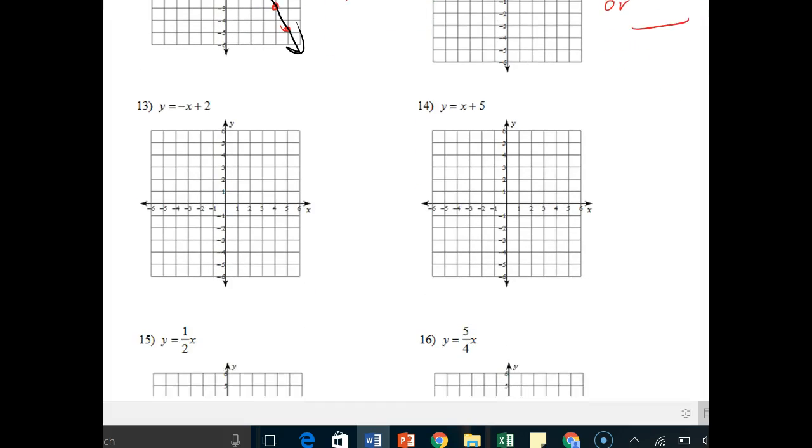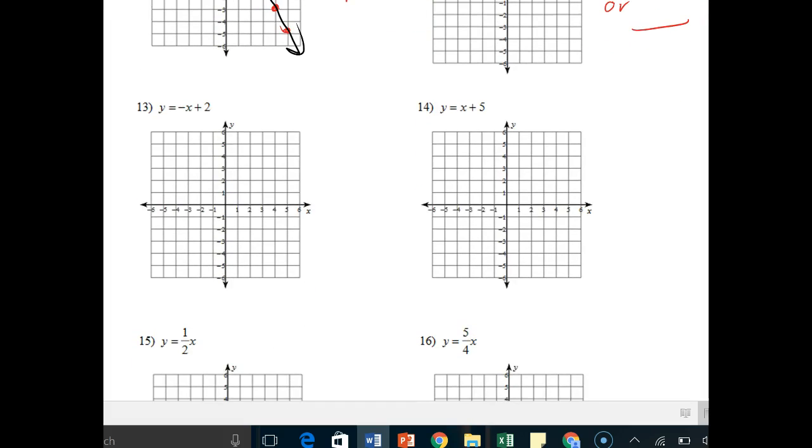All right. For number 13, the y-intercept is going to be 0, 2. Your slope is interesting because it's just a negative x, so hopefully you realize that's -1 over 1 or 1 over -1. So how do I move? That's down -1, right +1, or up +1 and left -1.